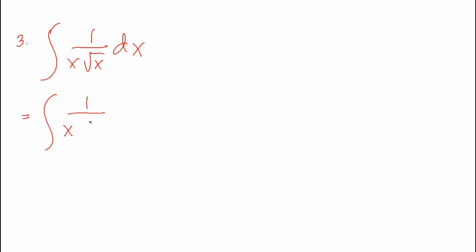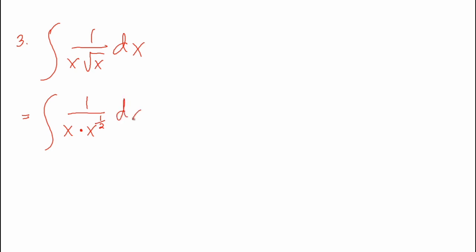So for example number 3, we have the integral of 1 over x square root of x dx. Now we have here two x's on the denominator. One is simple x and the other one is square root of x. So we have first to simplify, to rewrite this function so that it becomes simple. So we can rewrite it as 1 over x, and this one, square root of x, we can rewrite as x raised to 1/2.